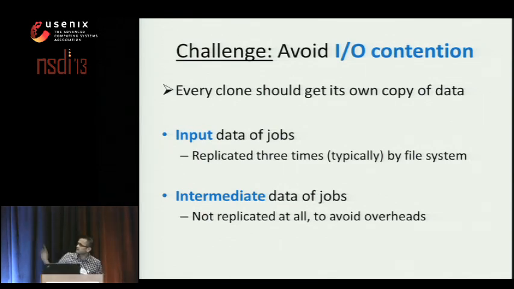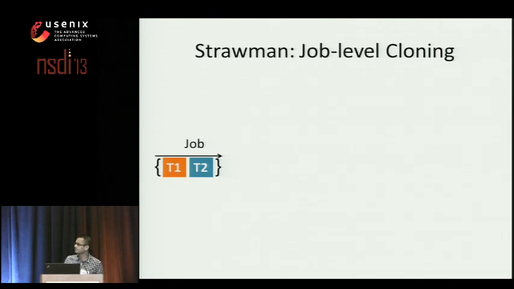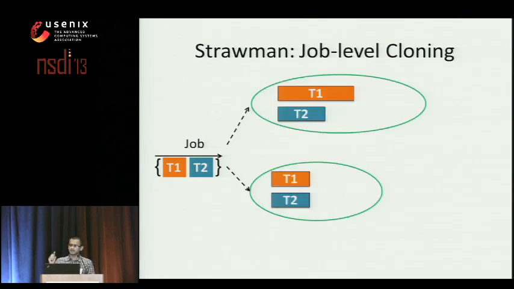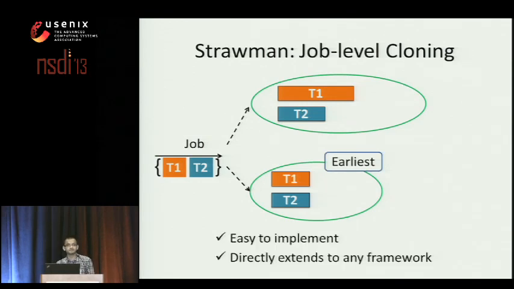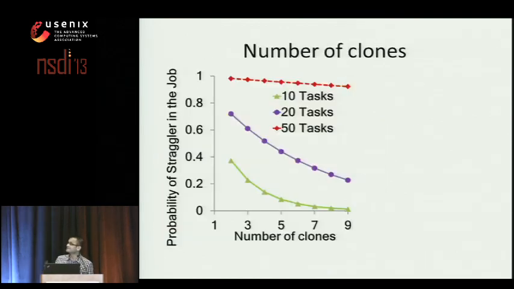So to solve this challenge of avoiding I/O contention in cloning, let's pick the harder case, which is the intermediate data of the jobs, and we came up with a straw man that tries to avoid this problem. Say a job comes in, 2 tasks here, T1 and T2. We just create 2 copies or multiple copies or clones of this job and just pick the earliest. This technique is also appealing because it's simple, it's easy to implement, and it directly extends to any framework. The trouble, however, is the number of clones that it requires.